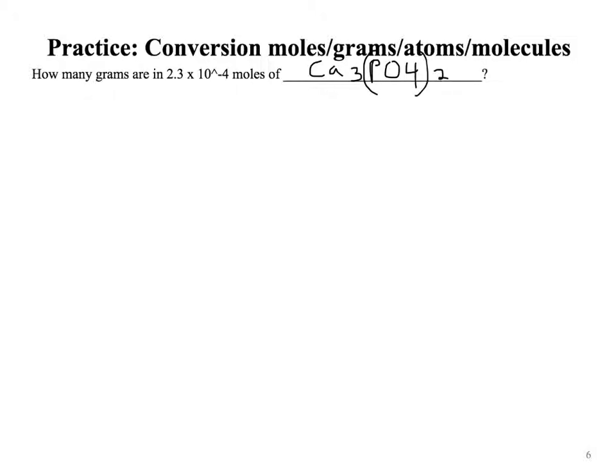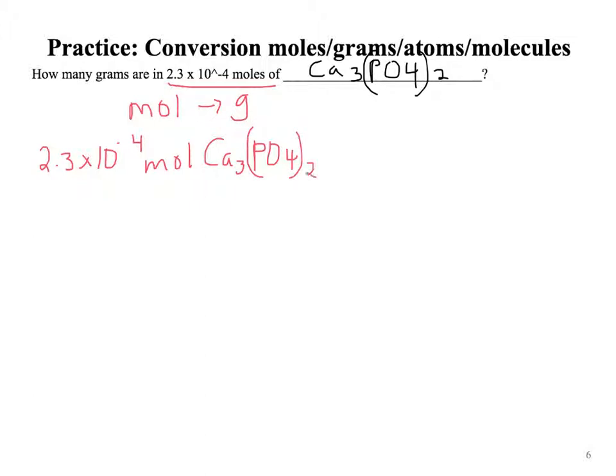So that's what calcium phosphate is. So we are going from moles to grams, right? We're going to do 2.3 times 10 to the negative 4 moles of calcium phosphate to grams. If I want to cancel out moles, I'm going to put moles on the bottom and grams on the top.